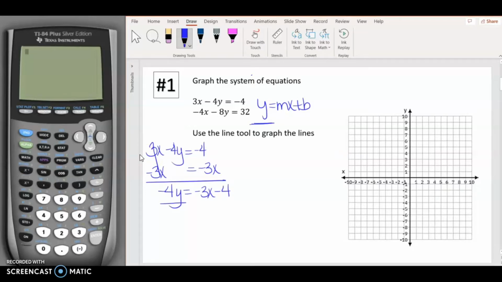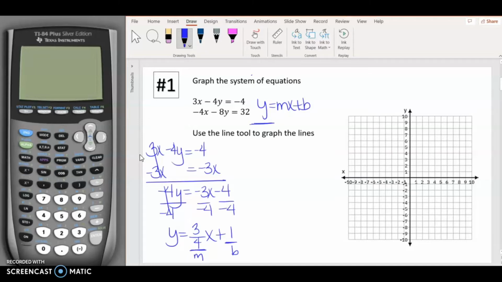Now to get y by itself, I'm going to divide everything by negative 4. And when I do that, I end up with y equals negative 3 over negative 4 is 3 over 4. So I have 3 over 4x. And then minus 4 over negative 4 will just turn into a plus 1. So now I have something with a slope m of 3 over 4 and a y-intercept b of 1.